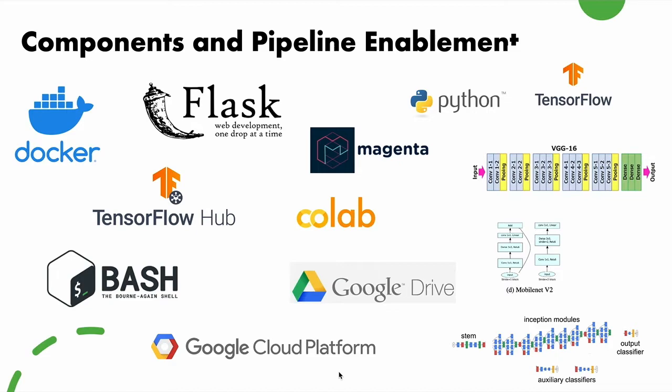The Docker environment was used to separate the application from the infrastructure, Flask for web application framework and deployment, Bash script for pipeline automation, Google Cloud for compute engine and bucket storage, and VGGNet, MobileNet, and Inception for transfer learning. We use TF Hub for easy access to pre-trained models, Magenta pre-trained models for style transfer. We also used Google Colab and Drive for interactive development and collaboration. And of course, we used Python and TensorFlow for coding and deep learning.